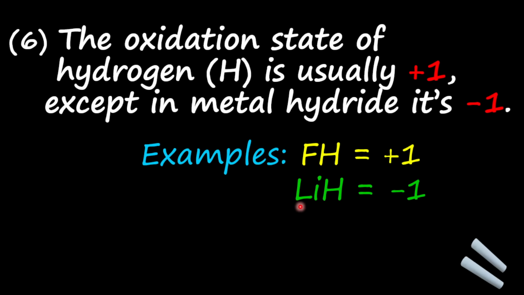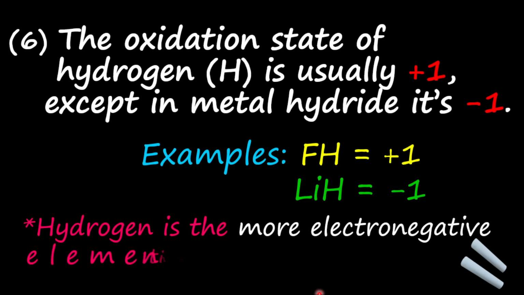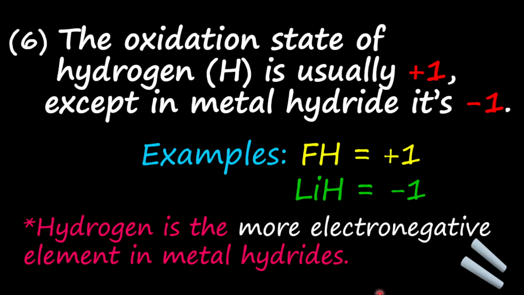But when they form a metal hydride, notice lithium is a metal and hydrogen is a non-metal. When hydrogen bonds with a metal, it gains an electron, that single electron, and becomes negative 1. But with fluorine or any other non-metal, hydrogen tends to be the more electropositive one and loses an electron to the other non-metal, becoming positively charged. That's the notation I just went through.